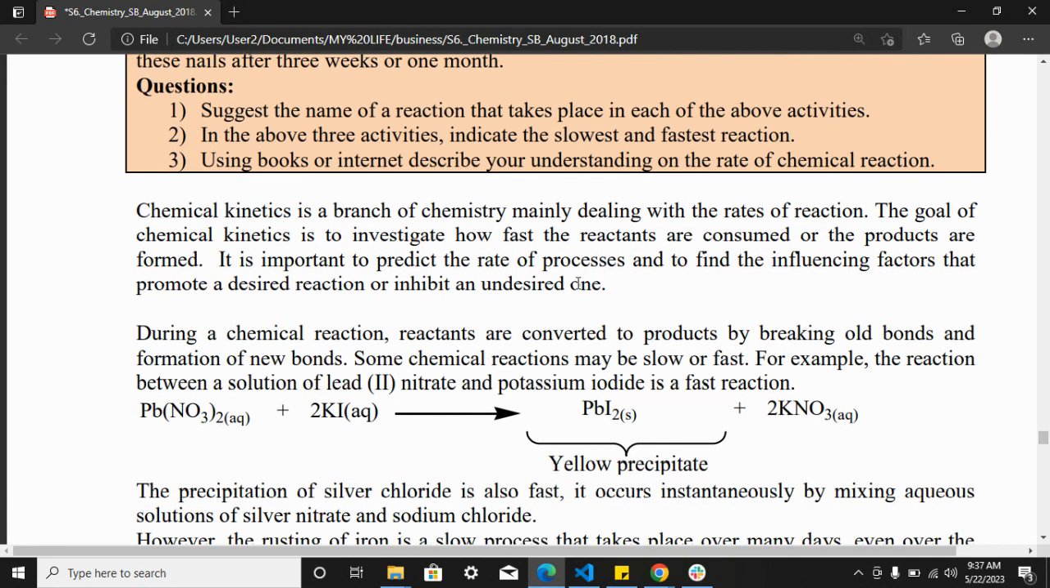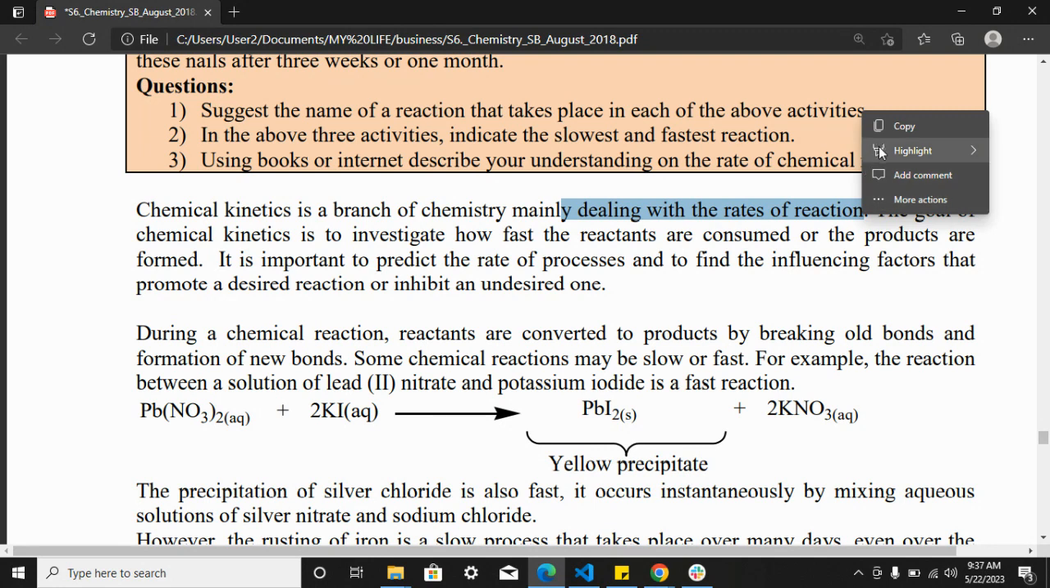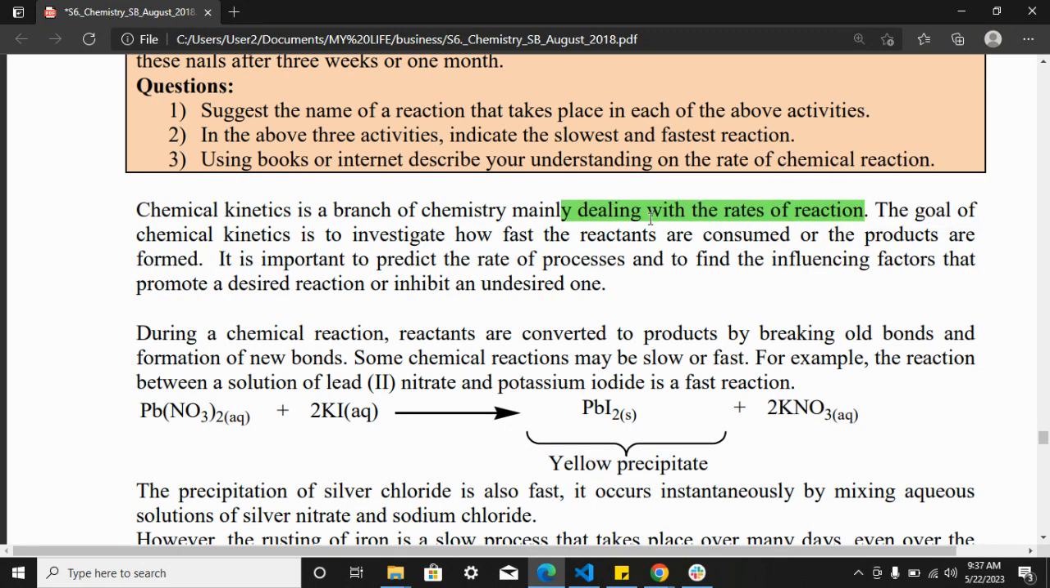So the reaction kinetics, or the chemical kinetics, is a branch of chemistry mainly dealing with the rates of reaction, or how fast a reaction can happen. So the goal of chemical kinetics is to investigate how fast the reactants are consumed.